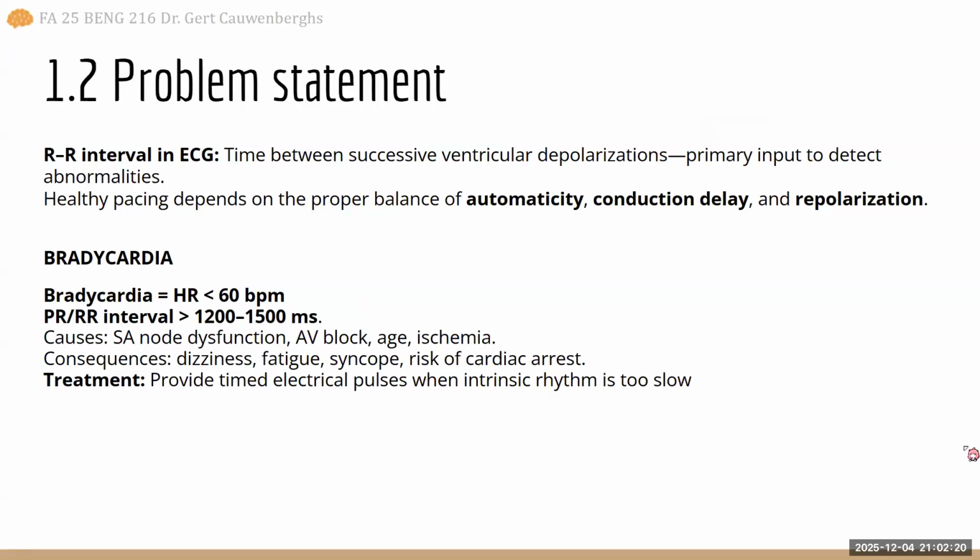The spacing between the intervals of the two R waves indicates the ventricular depolarizations, and that's the primary input to detect abnormalities. In cases like bradycardia, the R-R interval increases towards 1200 to 1500 milliseconds, and this is caused by SA node dysfunction, AV block, or it can be due to age and ischemia. The consequences can be dizziness, fatigue, syncope, and there is a risk of cardiac arrest as well.